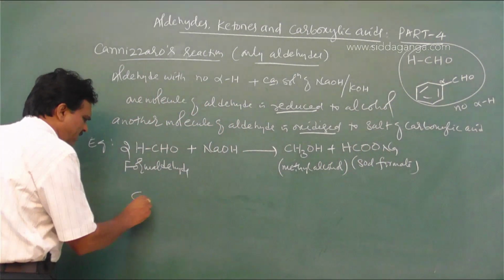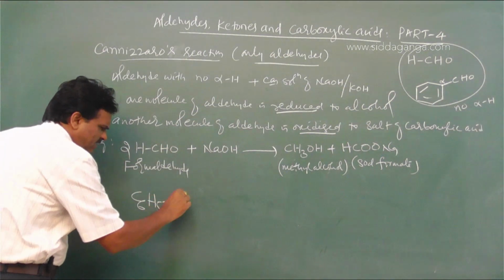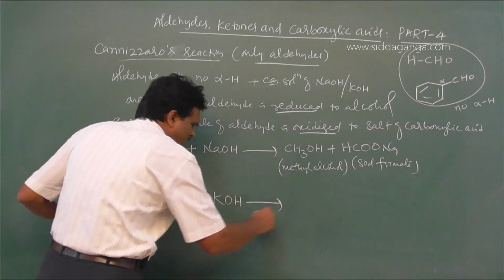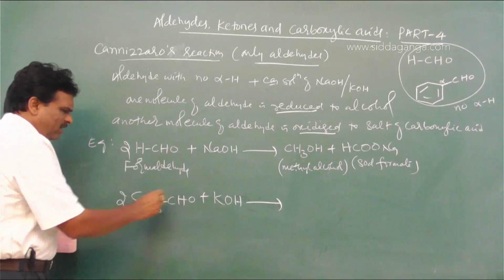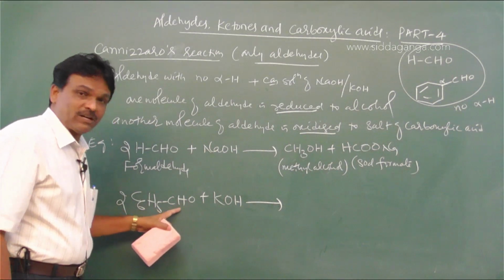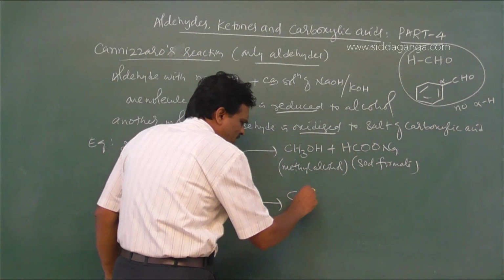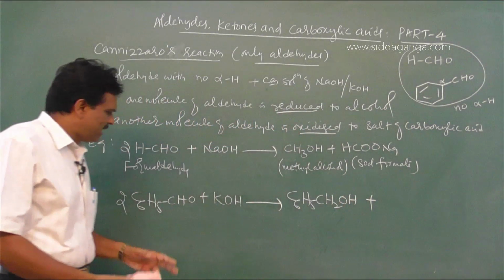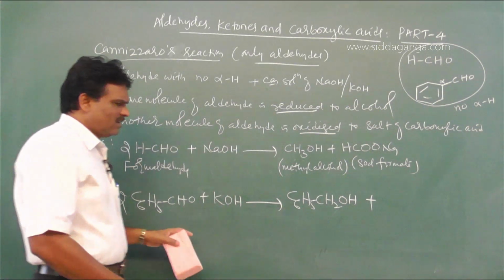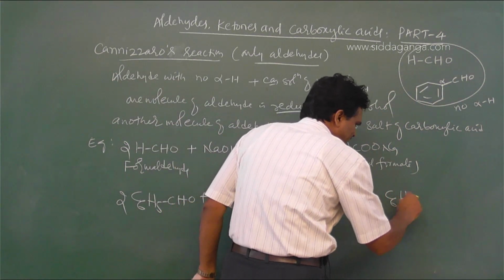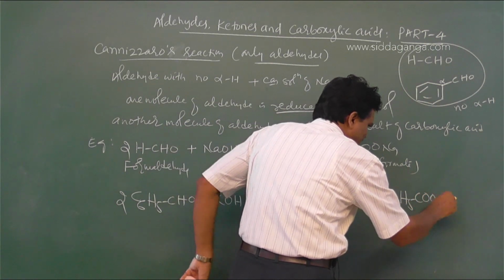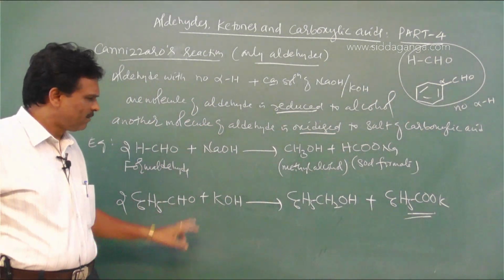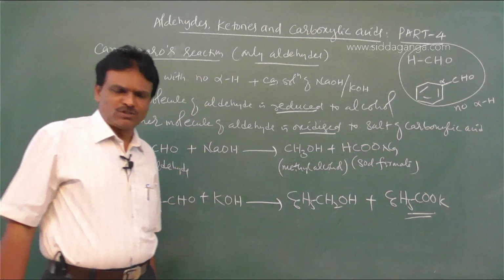Or if we take benzaldehyde, C6H5CHO, when it is treated with a strong solution of potassium hydroxide, one molecule of benzaldehyde is reduced. The CHO group is reduced to an alcohol group to form C6H5CH2OH, benzyl alcohol. And another molecule of aldehyde is oxidized. So oxidation of benzaldehyde gives benzoic acid, but the salt is potassium benzoate. Clear? So this is the Cannizzaro reaction.